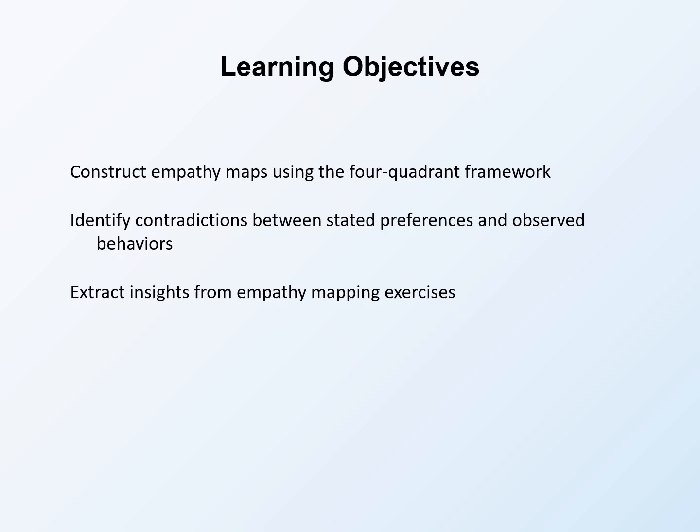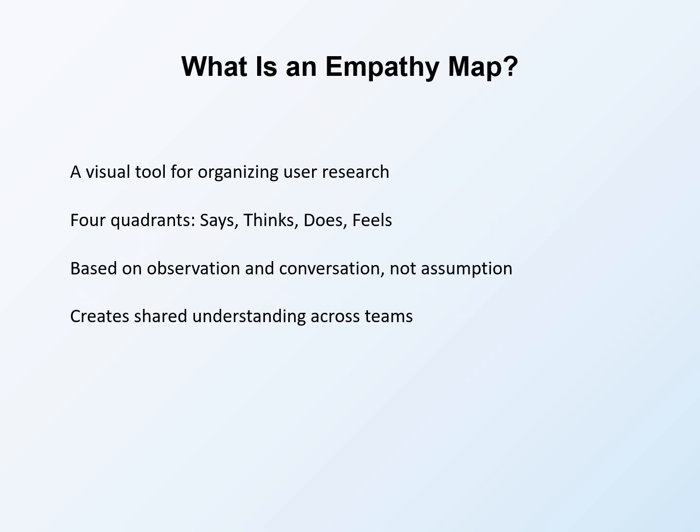And third, extract insights from your empathy mapping exercises. An empathy map is not an end product, it's a thinking tool that generates insights for design. An empathy map is a visual tool for organizing what you learn about users. Imagine a large square divided into 4 quadrants. Each quadrant captures a different dimension of the user's experience. The 4 quadrants are says, thinks, does, and feels. We'll go through each in detail.